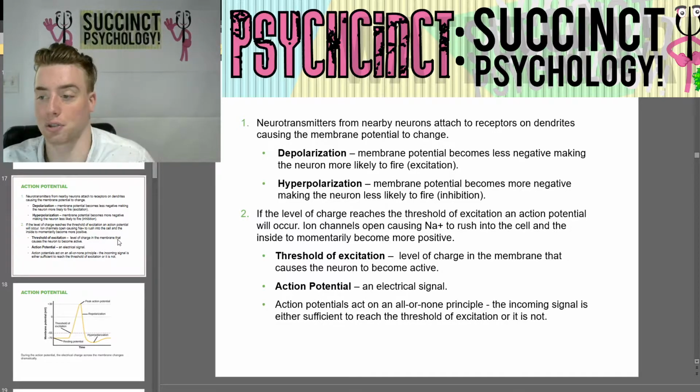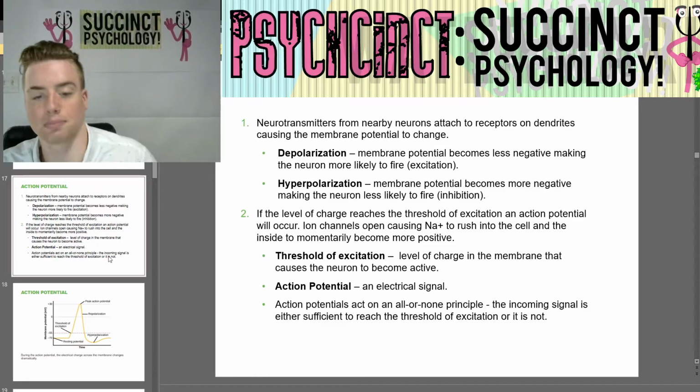If the level of charge reaches the threshold of excitation, an action potential will occur. Ion channels open, causing Na+ to rush into the cell and the inside to momentarily become more positive. The threshold of excitation is a level of charge in the membrane that causes the neuron to become active, and an action potential is an electrical signal. Action potentials act on an all-or-none principle. The incoming signal is either sufficient to reach the threshold of excitation or it is not. So there's no halfway reaching the threshold.